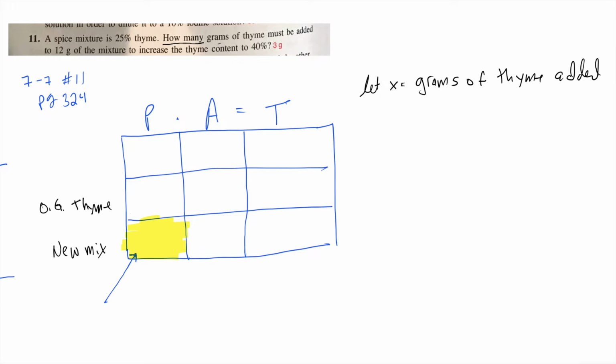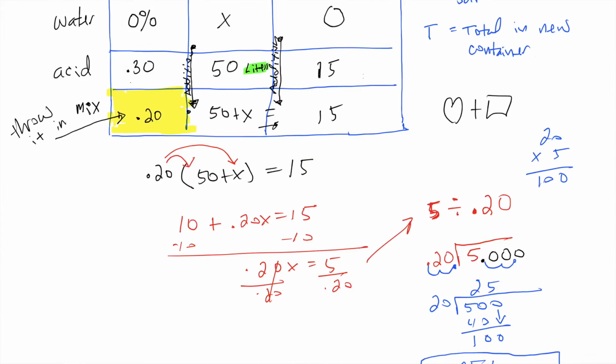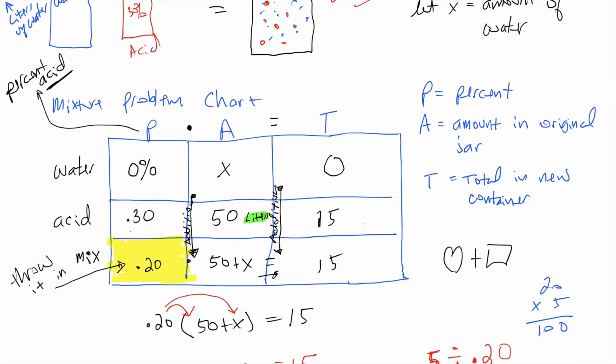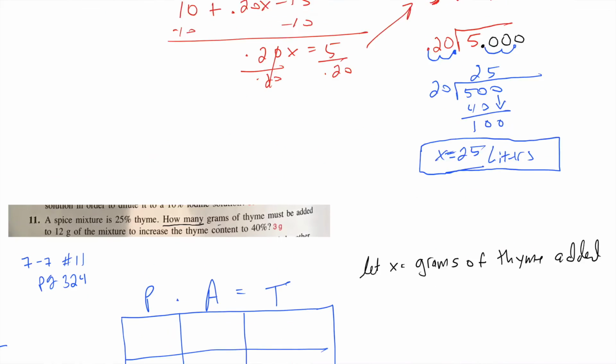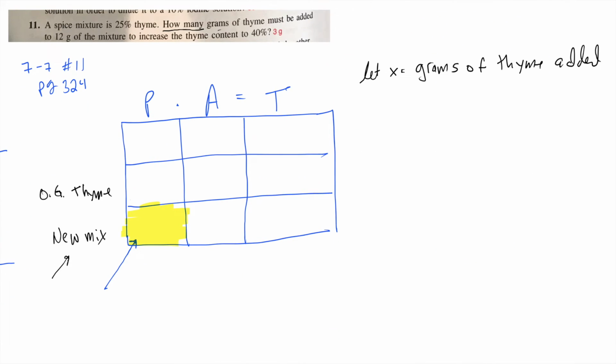Well, there's a new mix. So what's this? In the previous problem, you can think of it as just the thing you're adding in. See, in the previous problem, we added water. So what are we adding in here? So added what? Yeah, added thyme. Okay, added thyme. All right, cool.